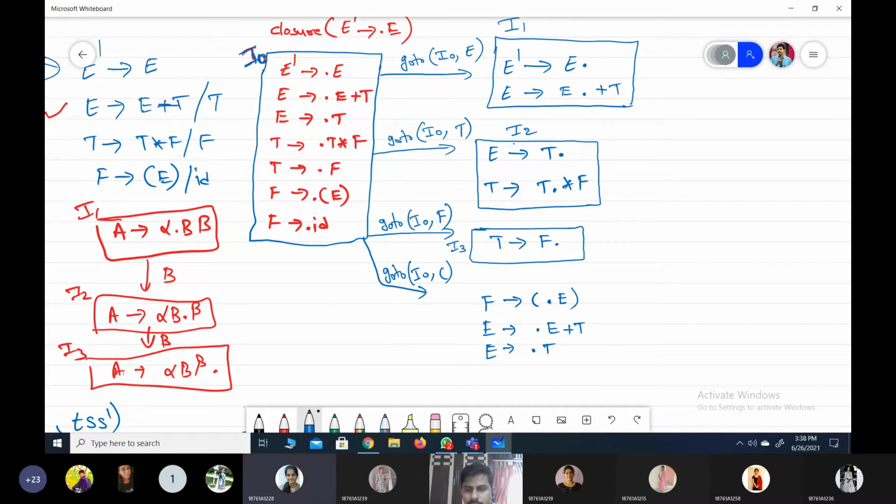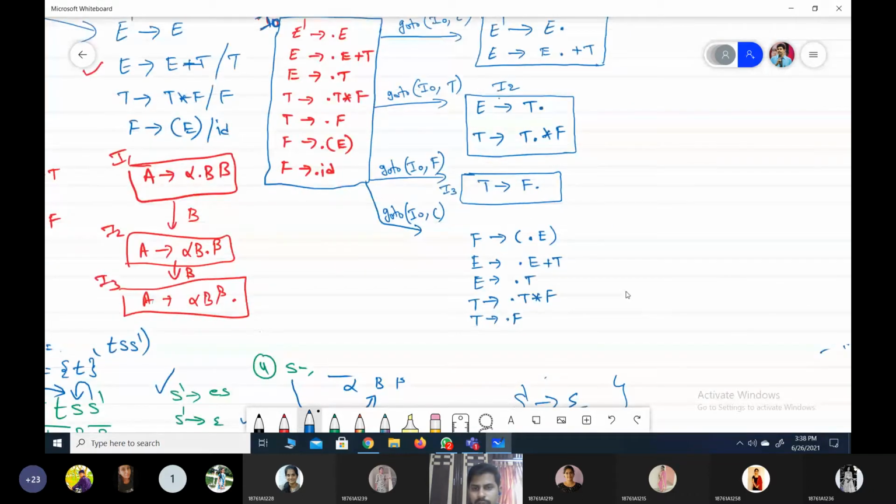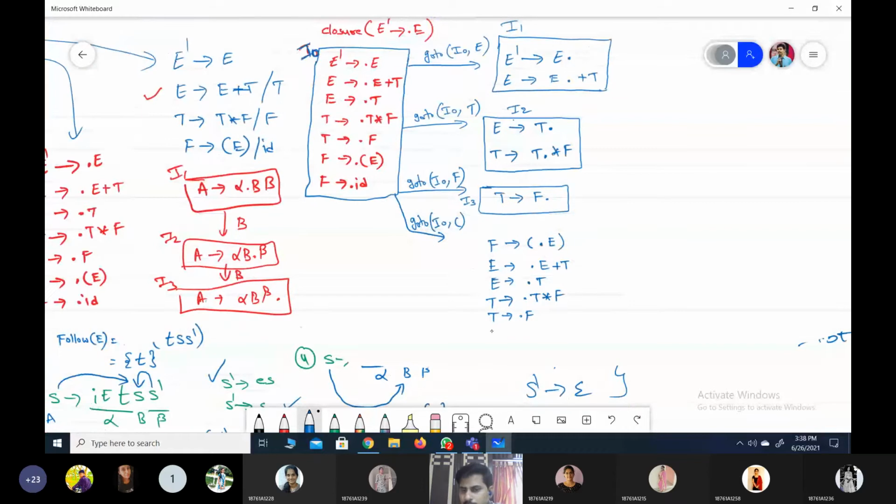Even if you are checking repeatedly, after the dot you are also observing non-terminal T. So then you have to add the T replaceable productions. That means T tends to dot T star F, and then T tends to dot F. Like that you have to add non-terminal replaceable productions from the augmented grammar, whatever productions you have, even if they are repeating, you have to write them down. F tends to dot open parenthesis E close parenthesis. F tends to dot ID.